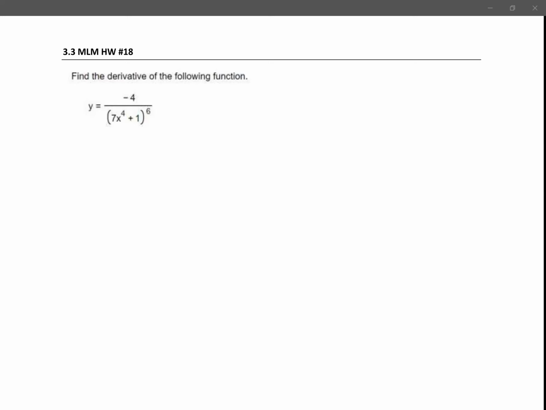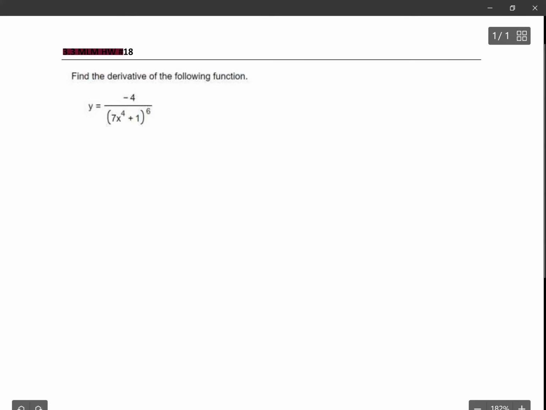This is question number 18 from the 3.3 MyLab Math homework. In this question, we're given a rational equation and we're being asked to find the derivative. There are actually two ways you can find this derivative.